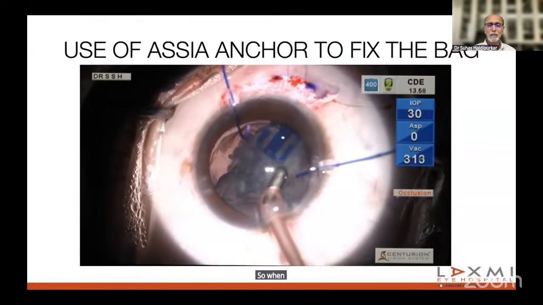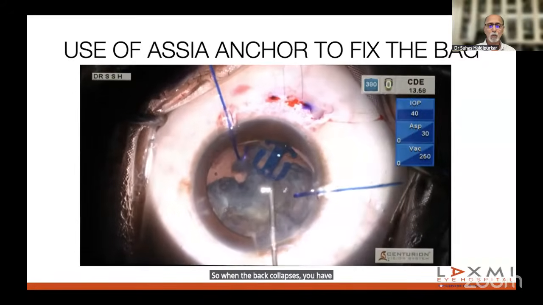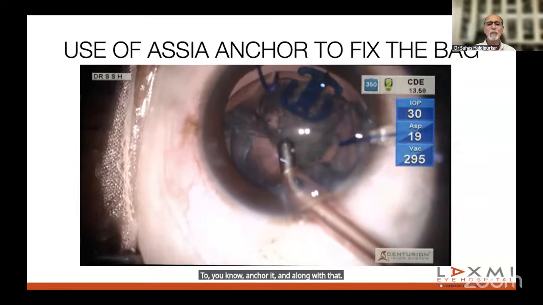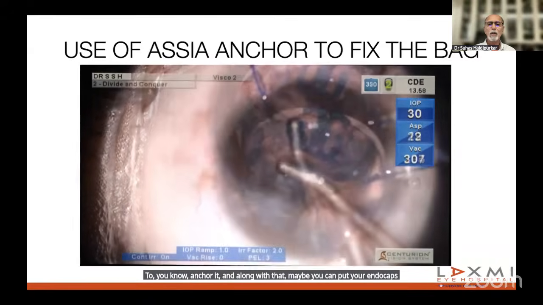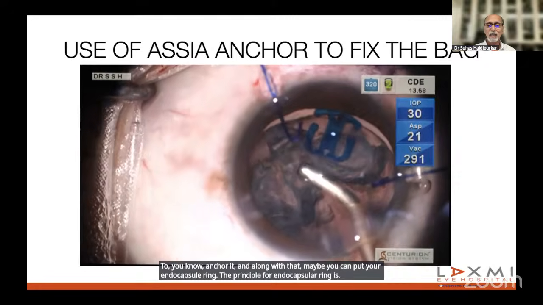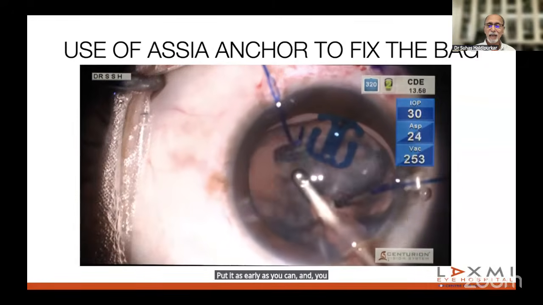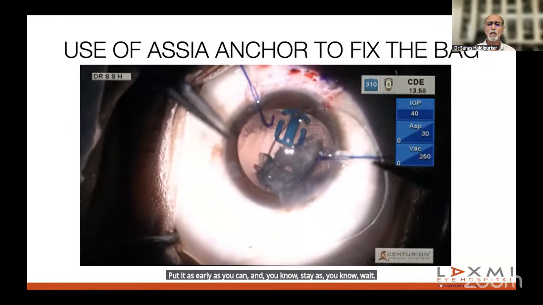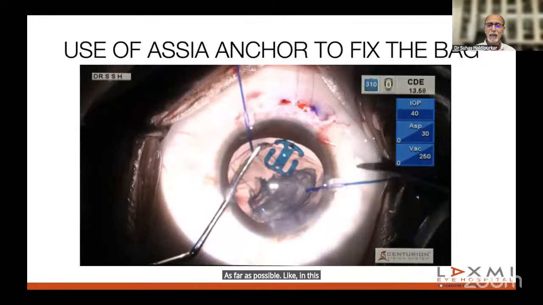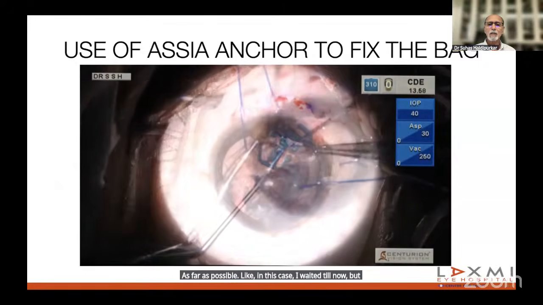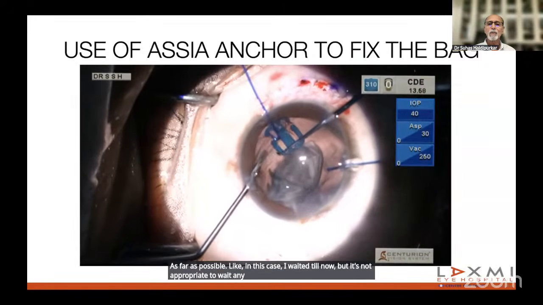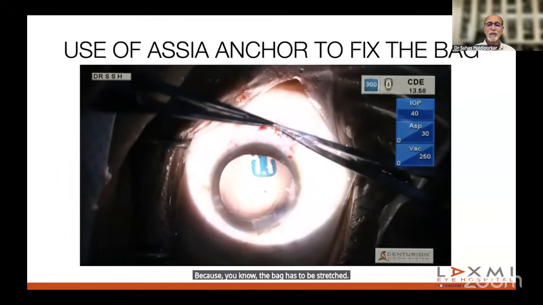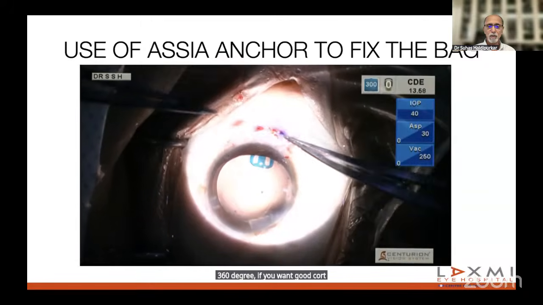So when the bag collapses, you have to have the two hooks to anchor it. And along with that, maybe you can put your endocapsular ring. The principle for the endocapsular ring is put it as early as you can, and wait as little as possible. Like in this case, I waited till now, but it's not appropriate to wait any further because the bag has to be stretched 360-degree if you want good cortical cleanup.